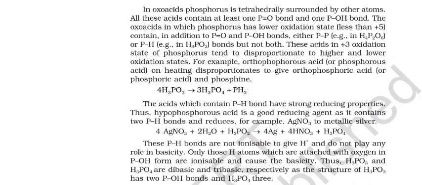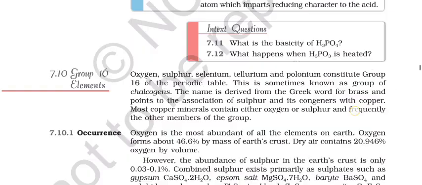These P-H bonds are not ionizable to give H+ and do not play any role in basicity. Only those H atoms which are attached to oxygen in P-OH form are ionizable and cause the basicity. Thus H3PO3 and H3PO4 are dibasic and tribasic respectively, as the structure of H3PO3 has two P-OH bonds.